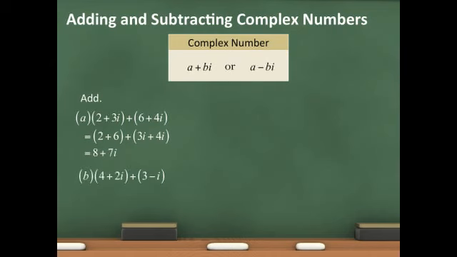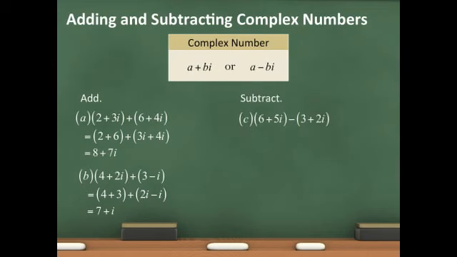In part B, we have the complex number 4 plus 2i being added to the complex number 3 minus i. Again, we group the terms accordingly. Next we add. This will give us 7 plus 1i.